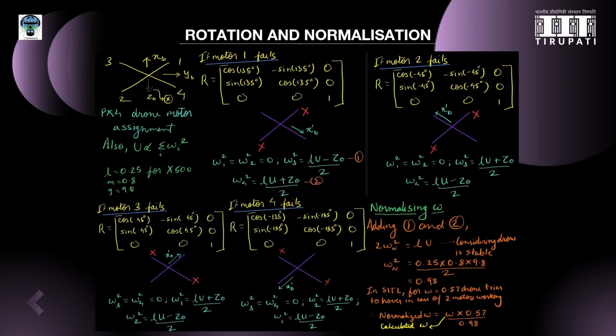This is the mathematics behind whatever was discussed in the previous slide. So you can see the different rotation matrices for different rotor failure conditions. Also you can see how we determine what angular velocity should be given to each rotor using the values which we know, and also how we normalize these values based on the hover values we have determined experimentally. We saw experimentally that in our SITL we needed an omega value of 0.57 for the drone to just hover, and based on that we have normalized the omega.